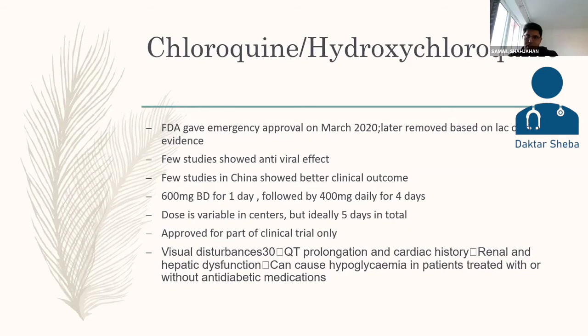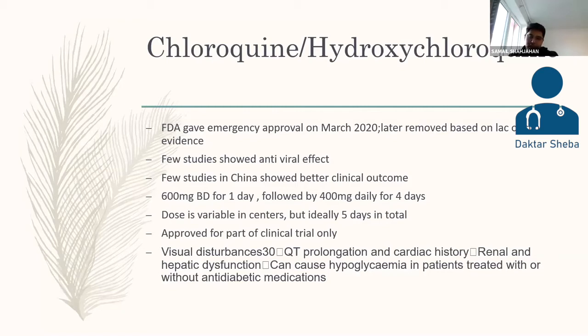Okay, so next comes the star drug, hydroxychloroquine or chloroquine. This drug is basically an anti-malarial drug, like we all know, but it has some immune suppressive effect. It is used in rheumatoid arthritis and some other autoimmune diseases. There were a few Chinese papers that said the outcome in COVID patients in this chloroquine group was really promising.